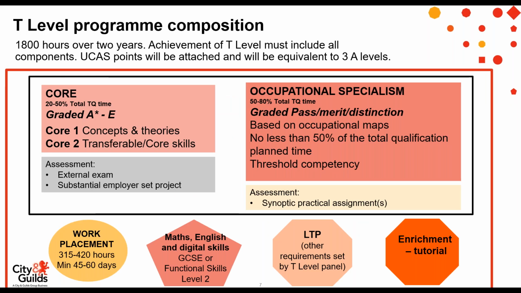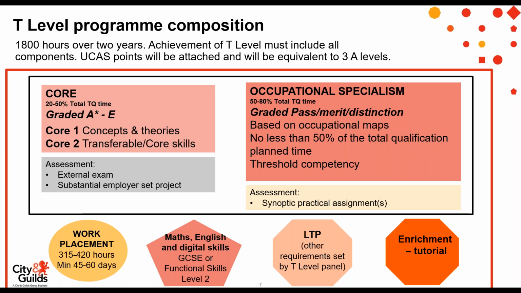So what does the T-level programme consist of? Basically everything in the black box there is what City and Guilds is producing. So we are looking at the core element of the T-level, and it's got two areas. We've got core 1 and core 2, and then that is assessed by an externally set exam and an employer set project. Alongside that, you have your occupational specialisms. So that is the trade areas.